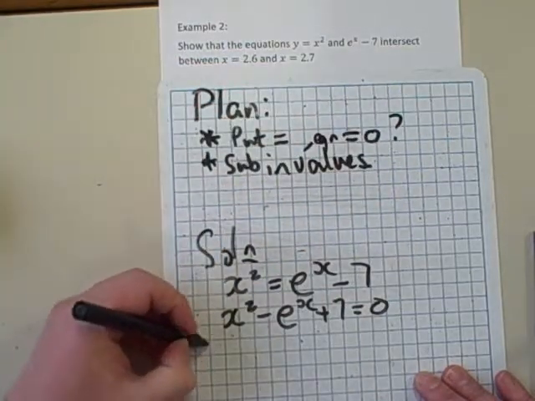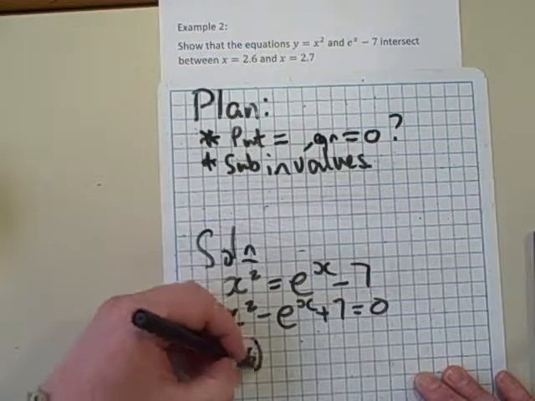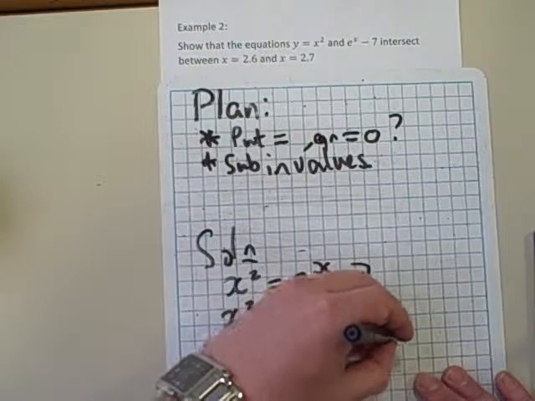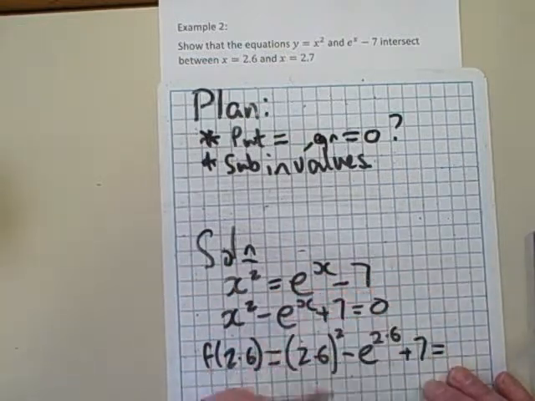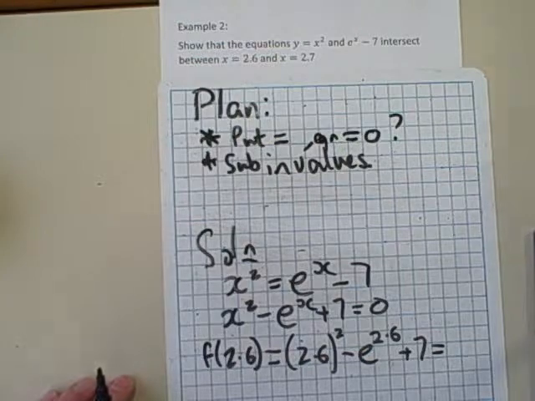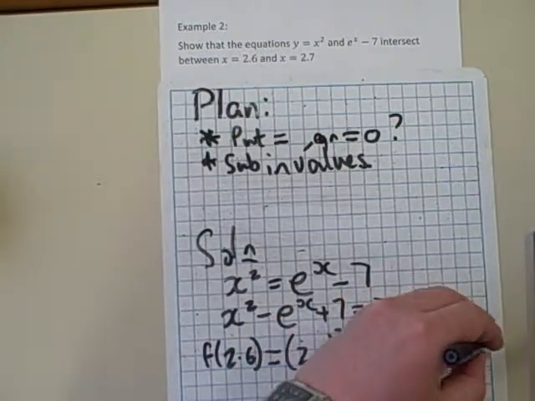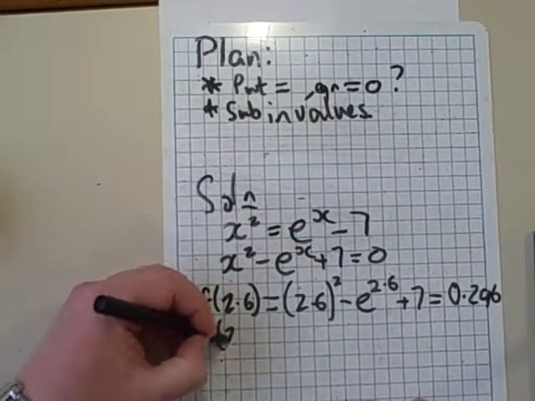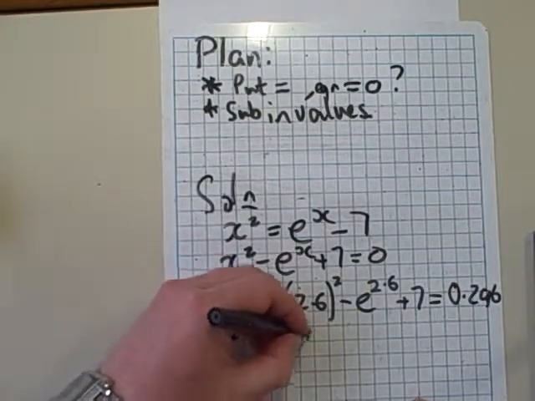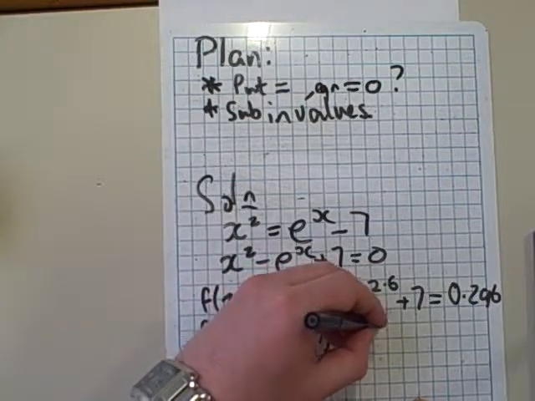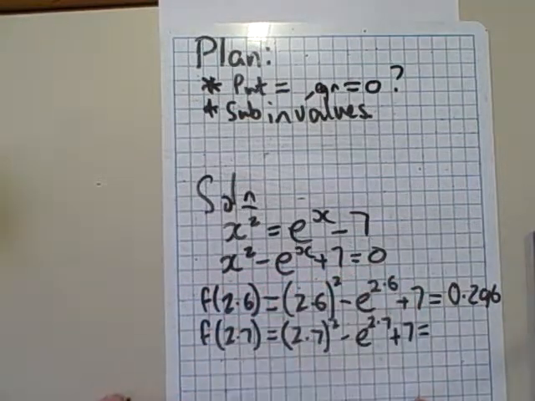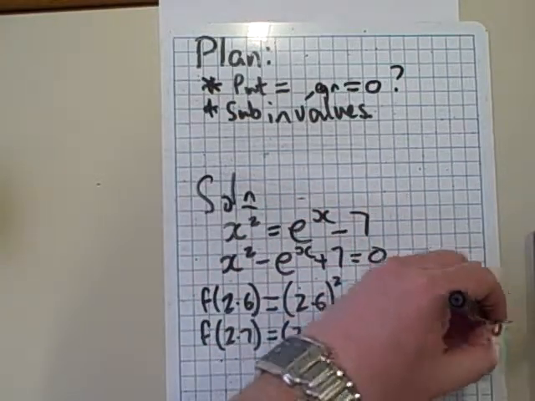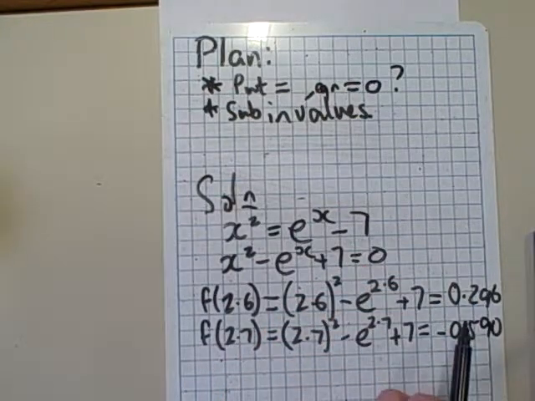So same again. If I put in 2.6, so I've got 2.6 squared minus e to the 2.6 plus 7, that's equal to 0.296. Now if I put 2.7 in, I've got 2.7 squared minus e to the 2.7 plus 7. So same idea, and I get minus 0.590. I've got a sign change, I've got a plus and I've got a negative.